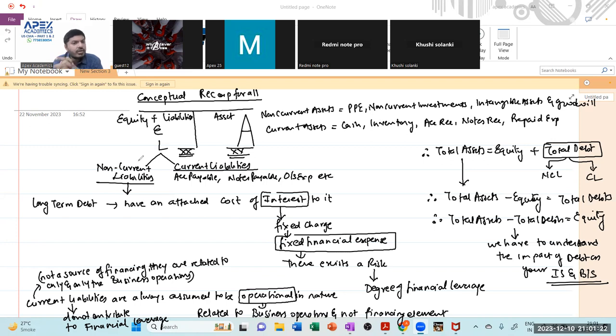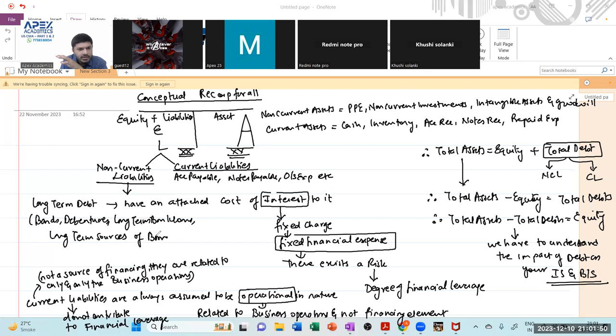Liabilities, also referred to as total debts, comprise non-current liabilities, which are your long-term debts. What will you have over here? You can have bonds, debentures, long-term bank loans, or other long-term sources of borrowing. Sir, what are long-term sources of borrowing other than this? Intercompany loans, NBFC loans, etc. They can be anything. Generally, what will we get in the exam? You will get bonds, debentures, and long-term bank loans.